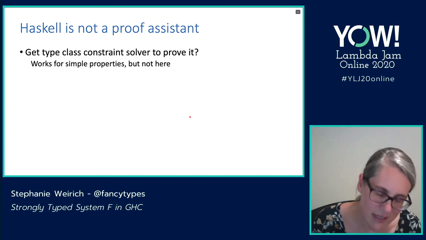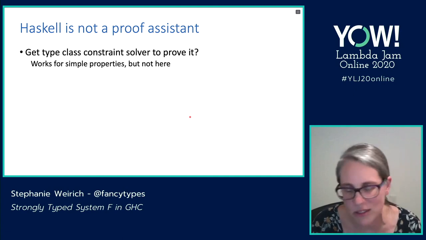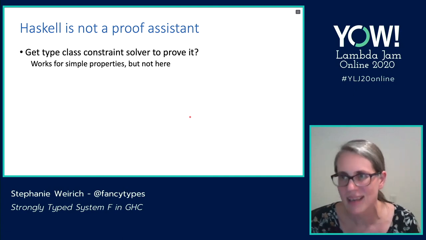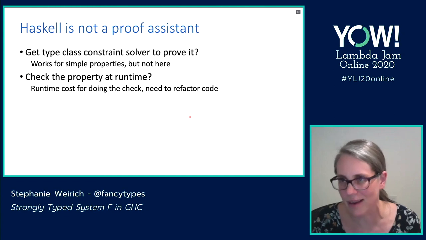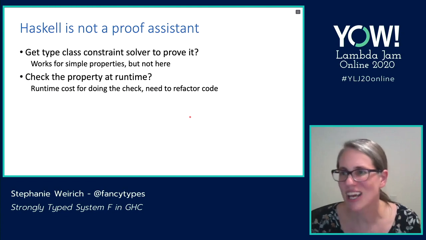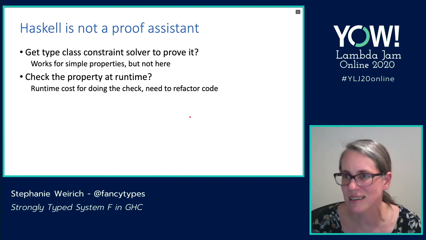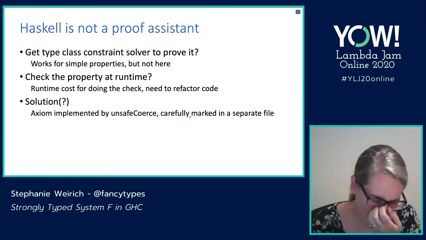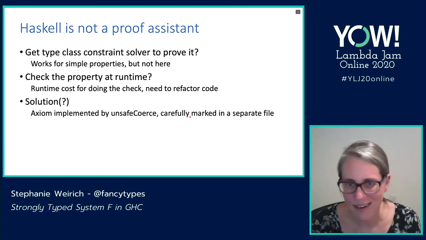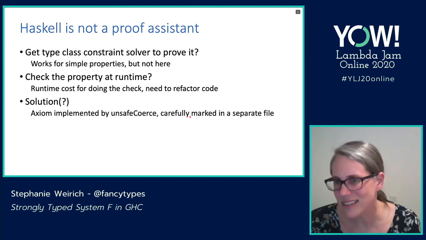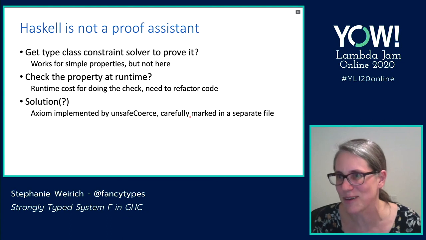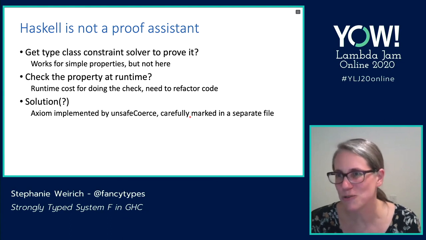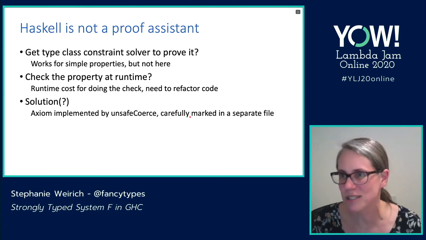Sometimes you can convince Haskell's type class solver to do simple proofs for you. This is not a simple proof. Sometimes we could do a check at runtime to defer a check. We can't do that, right? The only thing I can really do here is actually tell Haskell, trust me, I know what I'm doing. Do an unsafe coerce of the type. Believe me, these two expressions are equal to each other.